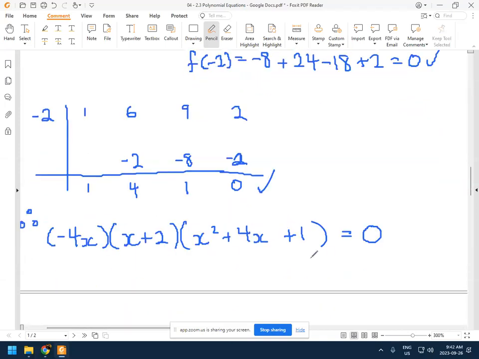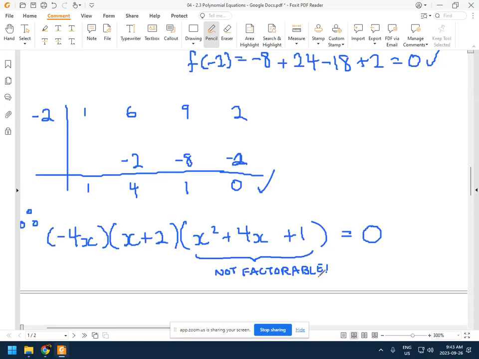Okay, can I go further? I'll write this for you. But can I go further? You'll have to test it. Yeah, you'll have to test it. You don't know if there are more x-intercepts.